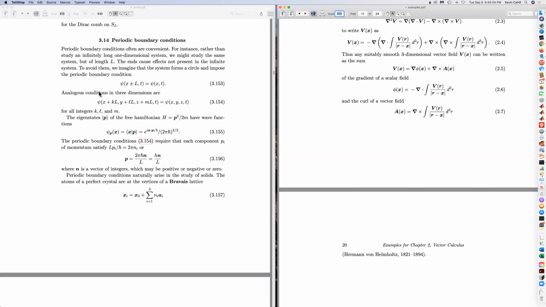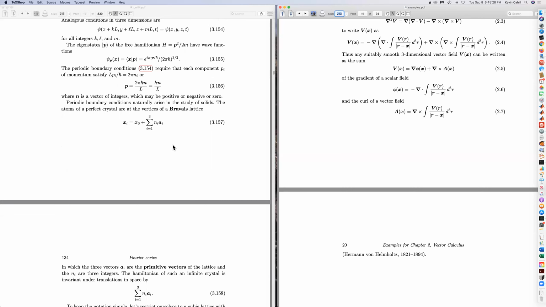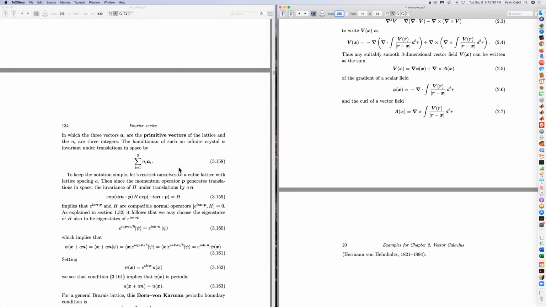And so people sometimes say we're putting space in a box when we do this, and then the momenta become discrete. This happens naturally if you're studying a crystal, and in particular, a Bravais lattice has atoms at vertices x_i equal to x_0 plus a sum n_i a_i, where the a_i are the three primitive vectors of the lattice.